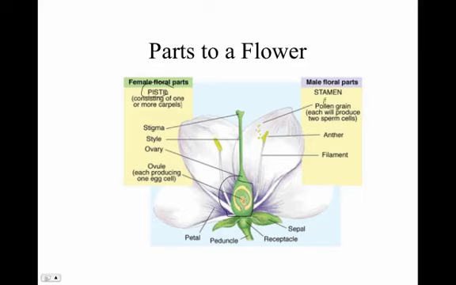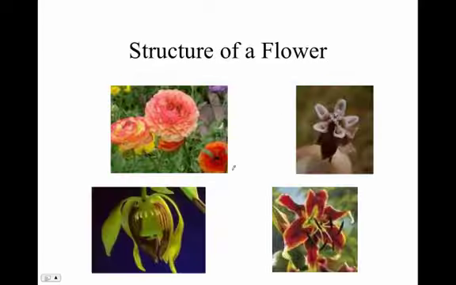The male parts to the flower are twofold, the anther, which contain pollen grains, which are, I guess, the flower sperm, and the filament, which is the stalk that holds it up. You also have other parts, the sepal, which helps protect and hold the petals, the receptacle, and then, of course, the petals, which can be very colorful to help attract insects or pollinators.